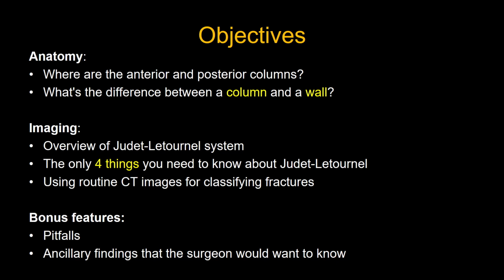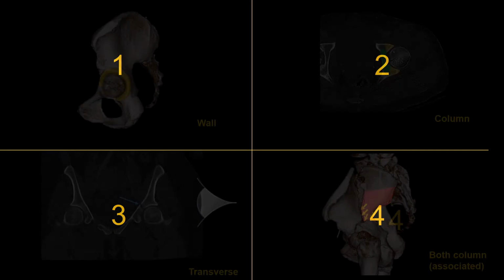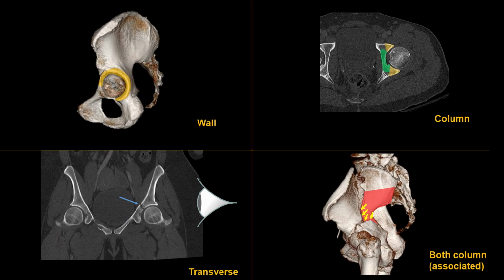All right, so I said there was going to be 4 things that hopefully by the end of this talk you know about acetabular fractures. So here they are. By the end, I would like you to know what an acetabular wall is, what a column is, what a transverse fracture is, and how you would define a both column associated fracture.